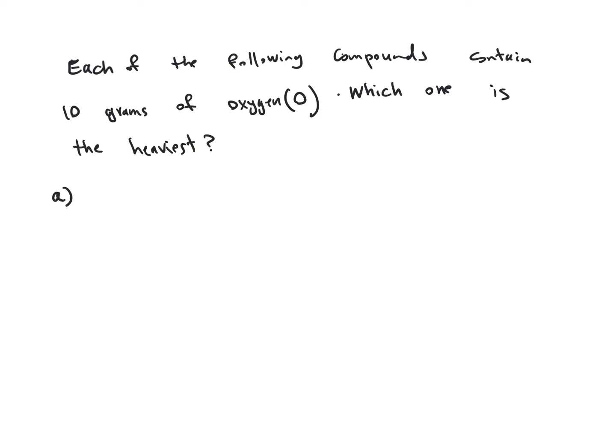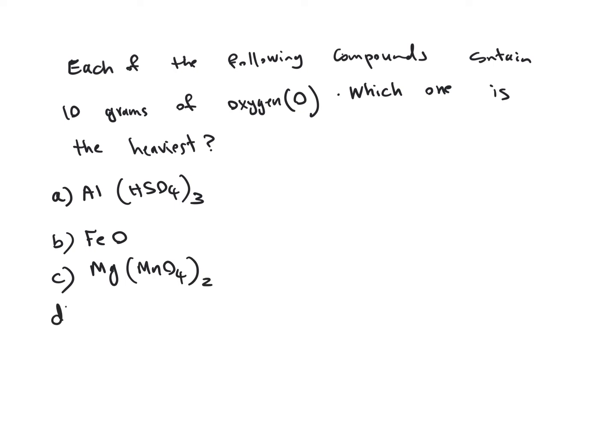And I tell you, Al(HSO4)3, the other one would be FeO, the other one would be Mg(MnO4)2, and the last one would be CaCO3. Are we good with the question and what it is asking us?